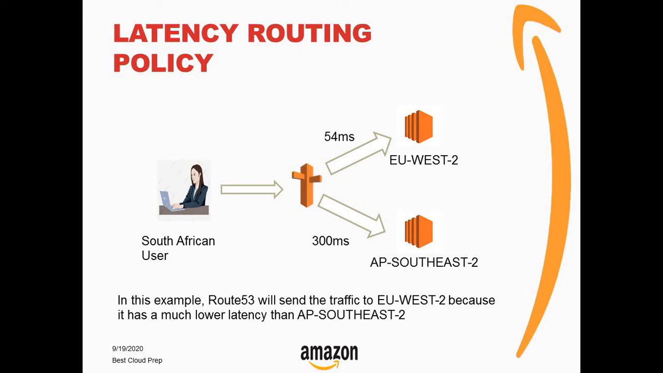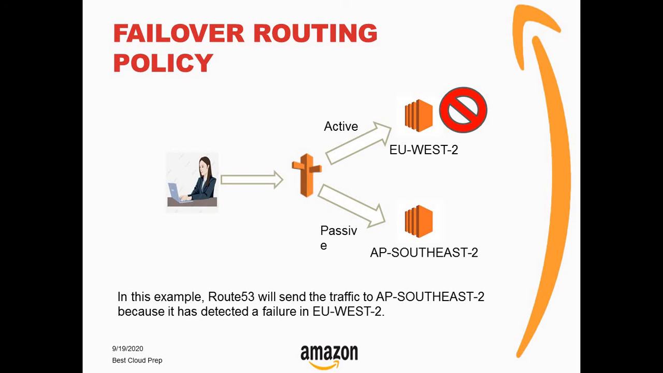Now we have latency-based routing. It is based on our user's location and the latency. As you can see in the diagram, our South African user is going to visit our website. It's behind Route 53, and essentially they are going to get 54 milliseconds if they use EU West 2, and 300 milliseconds if they use AP Southeast 2. So obviously Route 53 is going to send them to the fastest fleet of EC2 instances, in this case EU West.